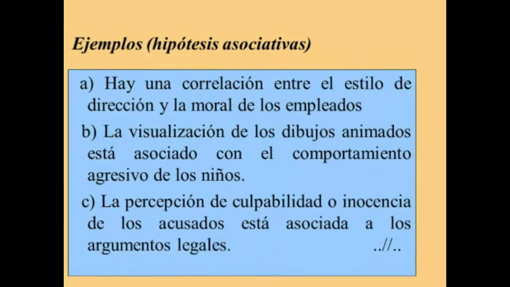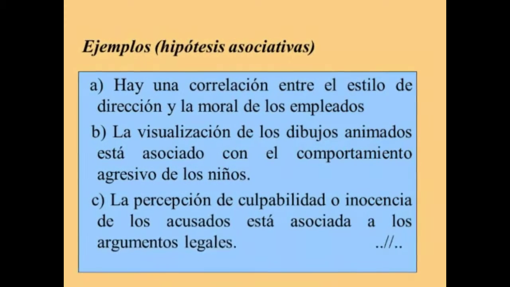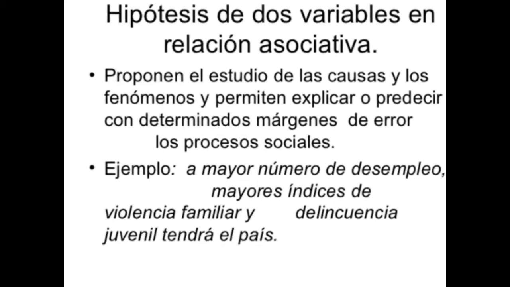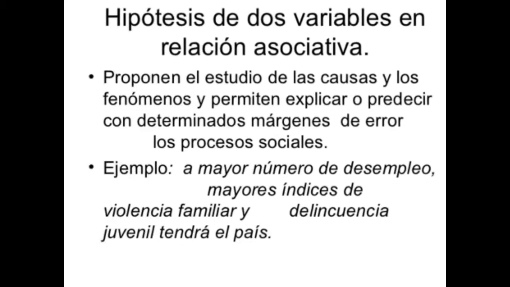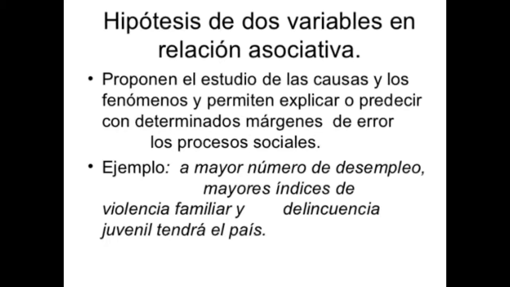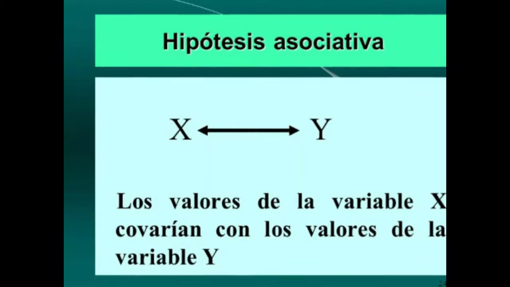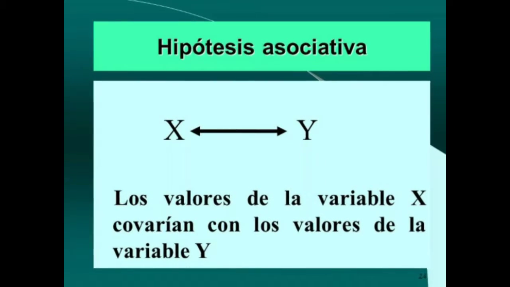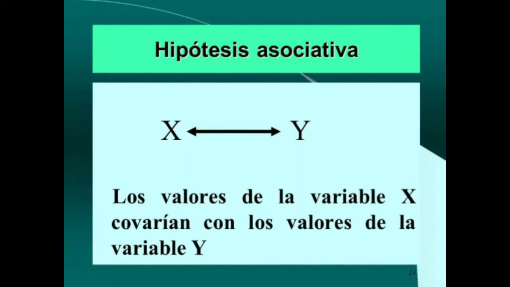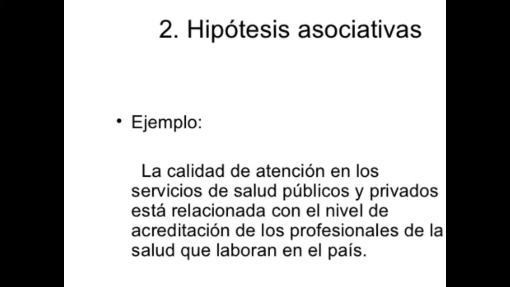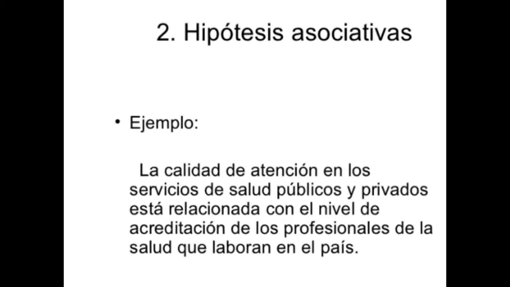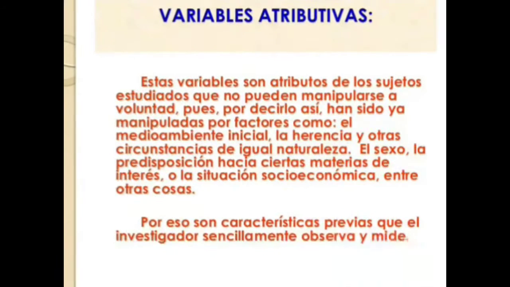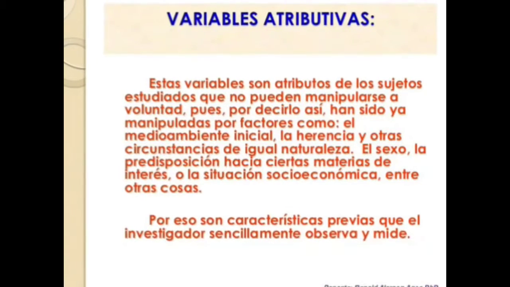Associative. The associative hypothesis specifies a relationship between the variables. In this case, if we know the value of the first variable, we can predict the value of the second variable. Example: there are twice as many students enrolled in the first year of high school than in the second and sixth year.